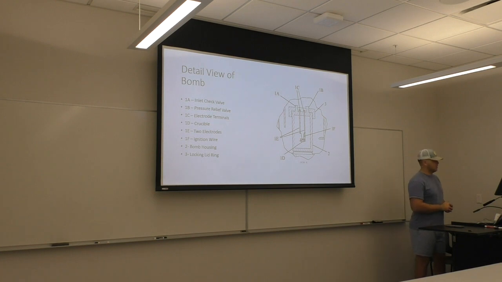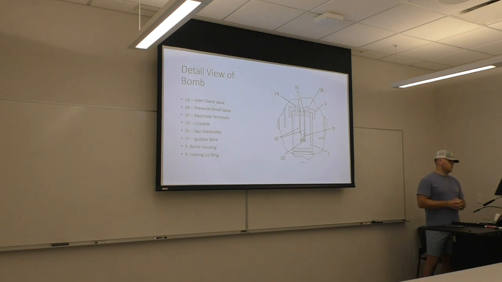Here's a detailed view of the bomb. So 1A, we have the inlet check valve, 1B, the pressure relief valve, 1C, the electrode terminals, 1D, the crucible, 1E, the 2 electrodes, 1F is the ignition wire, 2 is the bomb housing, and 3 is the locking lid ring.